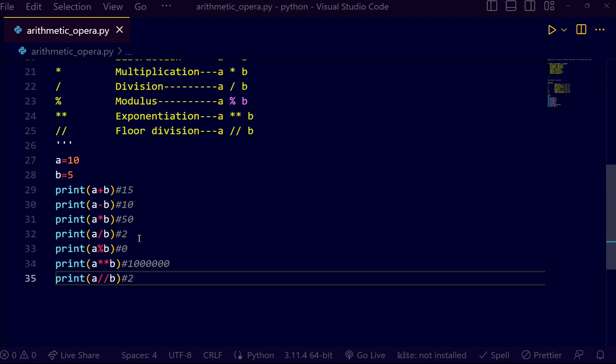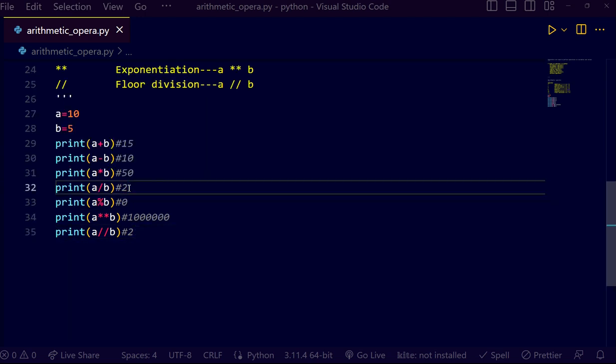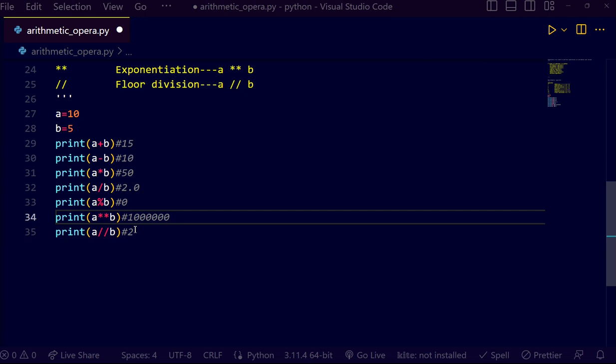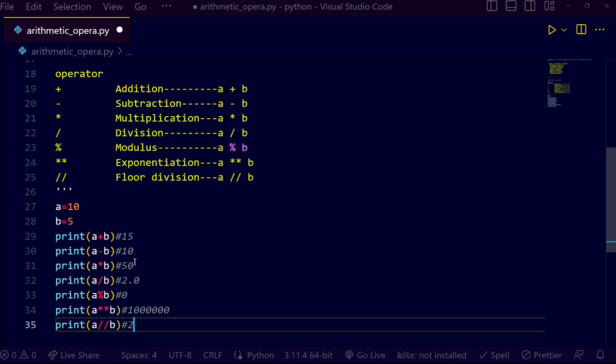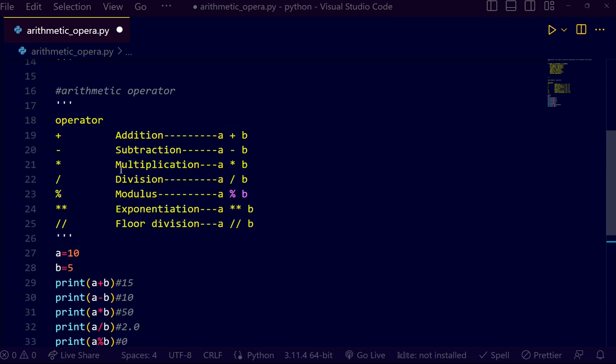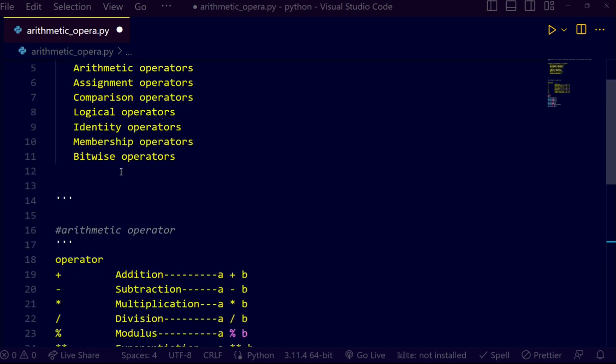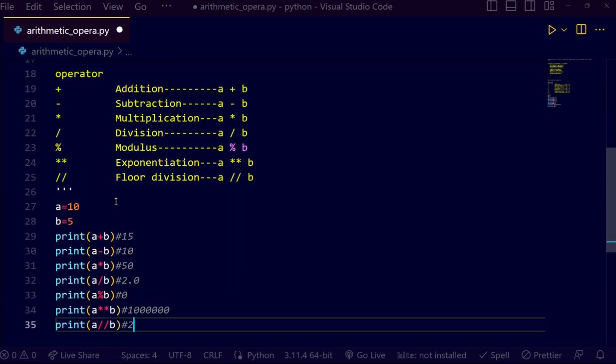Next video we discuss assignment operators and different types of assignment operators. I think you understand the arithmetic operators perfectly.